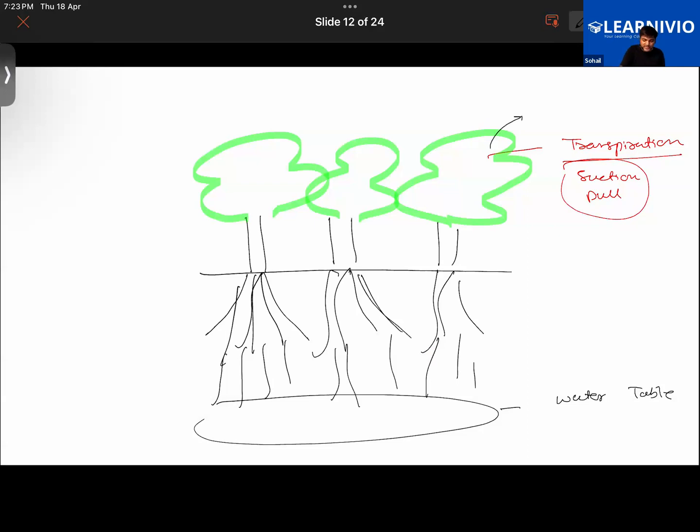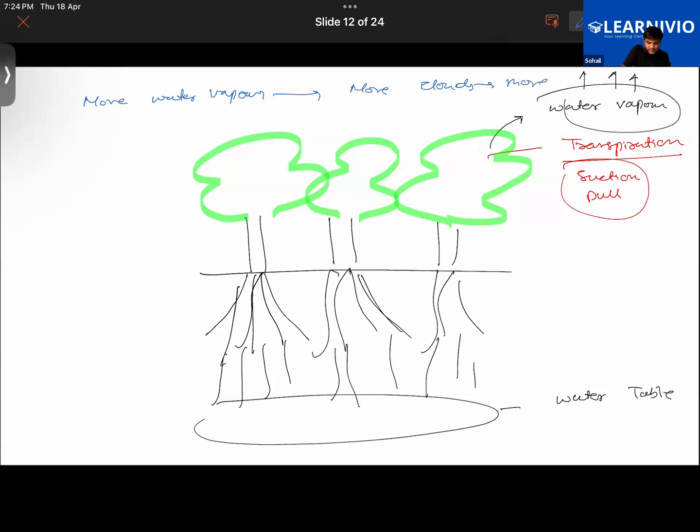So what is happening here? Water is lost from the leaves in the form of water vapor. So more water vapor means more clouds will be formed now. Getting it, guys? More water vapor will result in the formation of more clouds. And more clouds mean more rainfall.